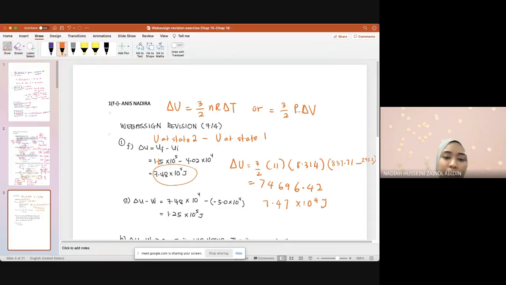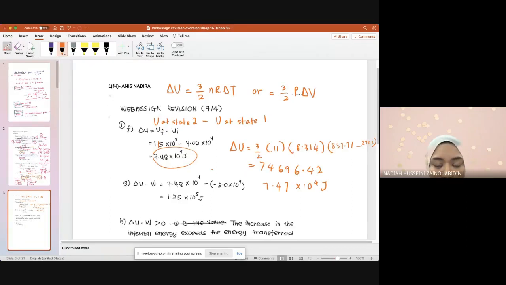Okay. So you can use this method, U final minus U initial. Find the U at state final, find the U at state initial, or you can use this equation. Delta U equals to 3 over 2 NR delta T or 3 over 2 P delta V. Jawapan dia akan sama, I'm sure. Okay, so that's the approach.